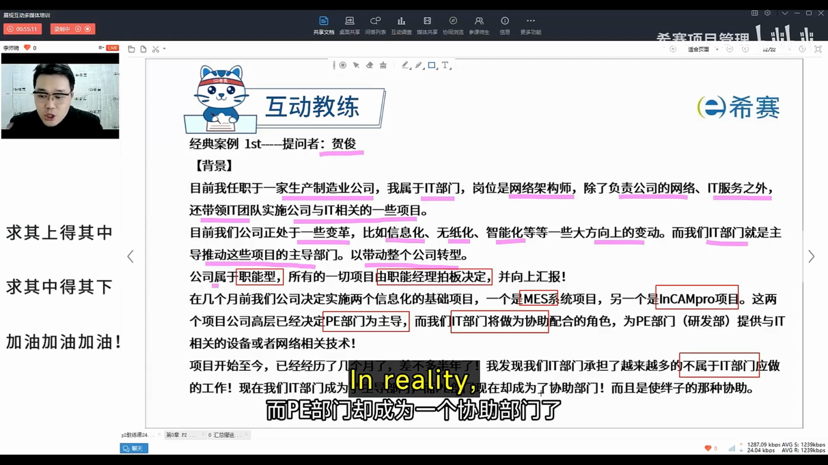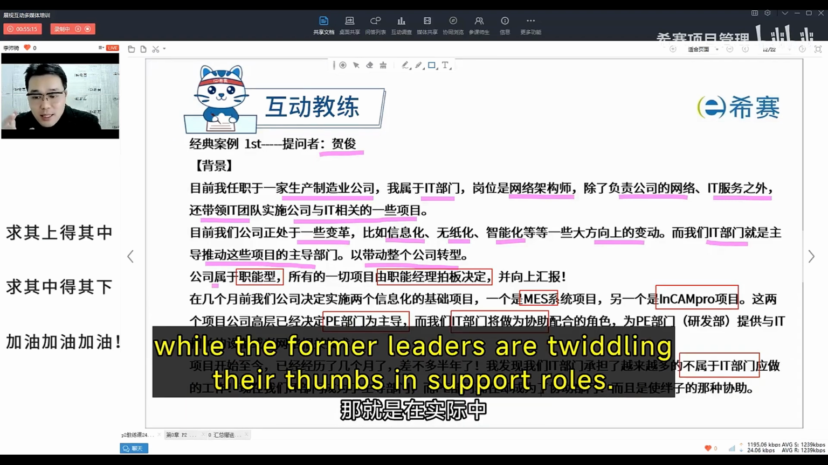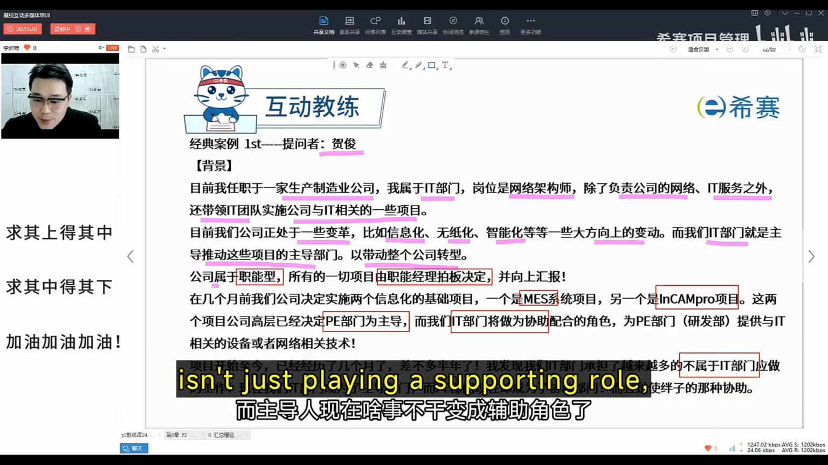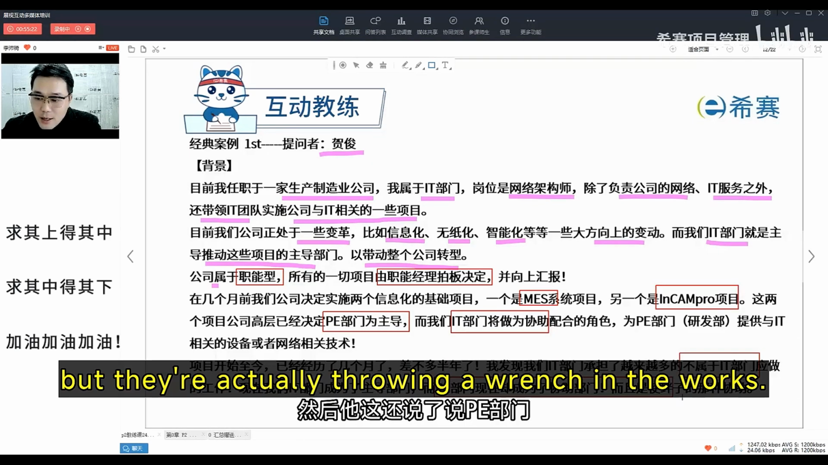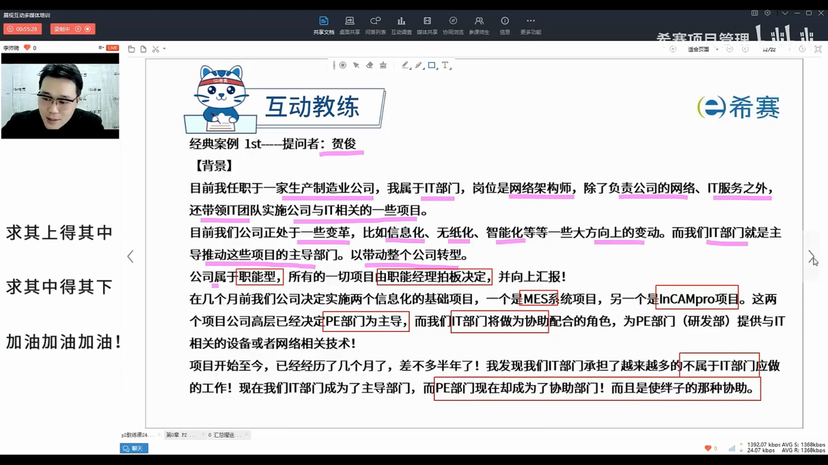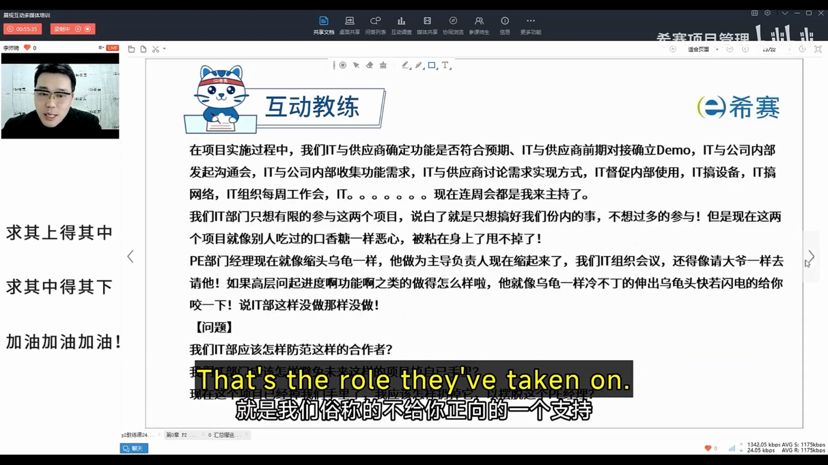In reality, the former assistants are now calling the shots, while the former leaders are twiddling their thumbs in support roles. He went on to say that PE isn't just playing a supporting role, but they're actually throwing a wrench in the works. It's what we call unhelpful help. More like putting up roadblocks than lending a hand. That's the role they've taken on.